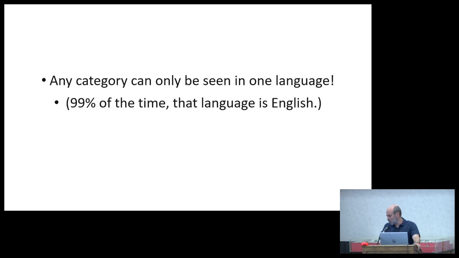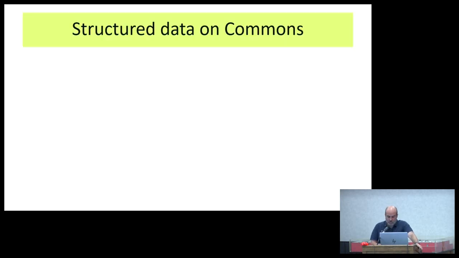Wikimedia sites place such a high emphasis on internationalization and translations and language accessibility, but on Wikimedia Commons, which is supposed to be for everyone, any category can only be seen in one language, and as you might expect, 99% of the time that language is English. There is a solution that involves structured data.